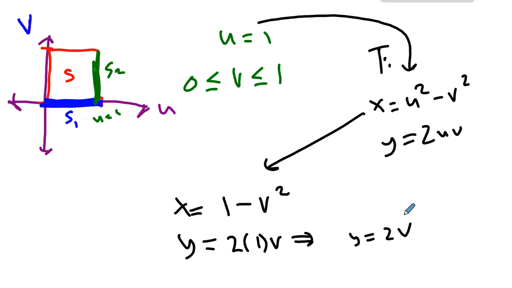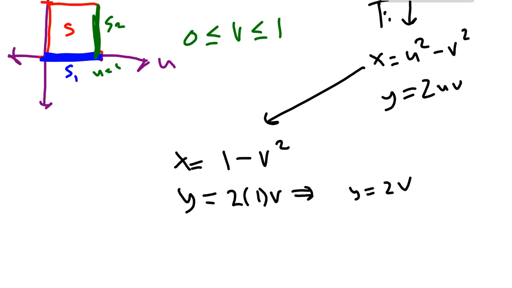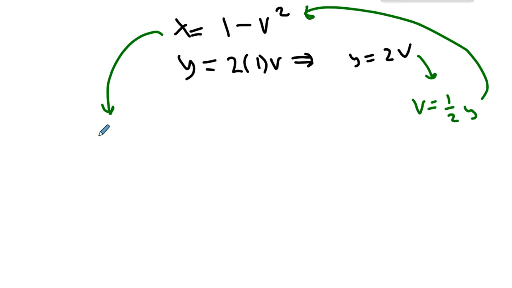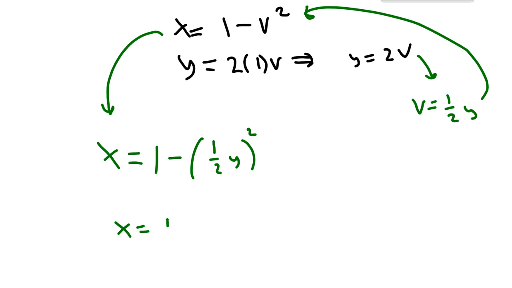Okay, so what I'd like to do is get a sense of what this thing is going to look like in the XY plane. I've got this variable V here that I'd like to get rid of. So I'm going to take this expression and say that V equals a half of Y, and then plug it into here. If we do that, we'll get X equals 1 minus 1 half Y squared, or X equals 1 minus Y squared over 4.